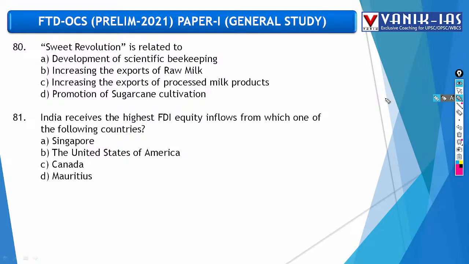Sweet revolution. What is it related to? Sweet revolution is related to the development of scientific beekeeping. Increasing the exports of raw milk? No. Beekeeping is the sweet revolution, right? Okay. India receives the highest FDI equity inflows from which of the following countries? The highest FDI is from Singapore, right? The highest FDI India is getting is from Singapore.